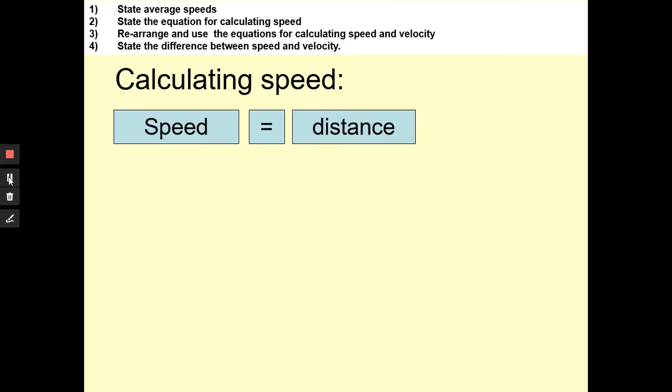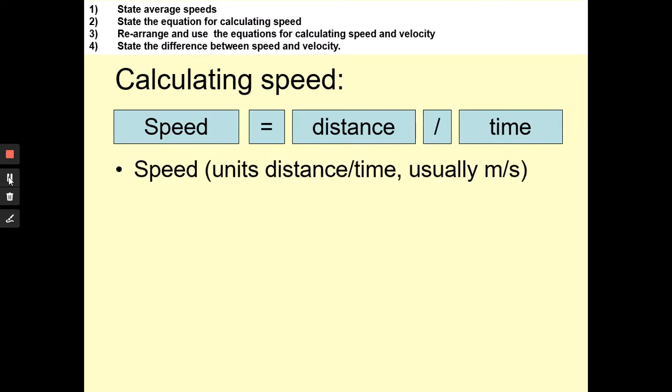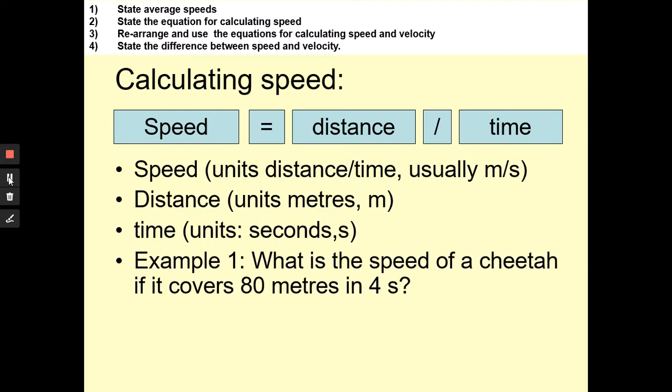So let's get down to the business of calculating speed. Most of you should be able to quote this equation by now, that speed is equal to distance travelled divided by time. In physics, the unit for speed is meters per second, and that's your distance divided by your time. So we need to measure distance in meters, time in seconds. And so if we're thinking about a cheetah, if we measure a cheetah covering 80 meters in 4 seconds, 80 divided by 4 gives it a speed of 20 meters per second.